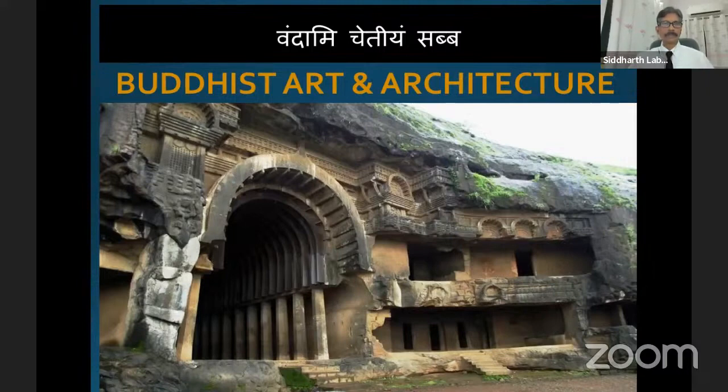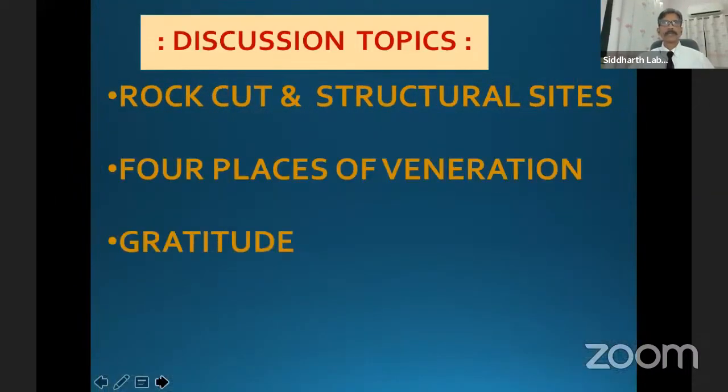So mainly art and architecture covers two parts. There are two types of this Buddhist art and architecture, that is rock cut and structural sites. Then we'll be discussing four places of veneration, and we'll express the gratitude to those because of whom we come to study all these Buddhist sites. So what is their role and how have they brought us all these Buddhist sites and art and architecture for our veneration.